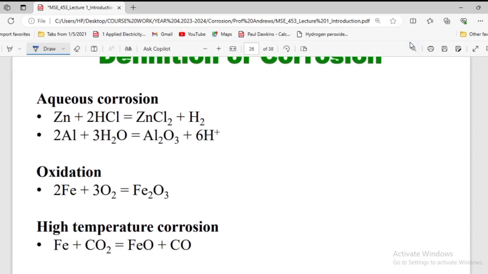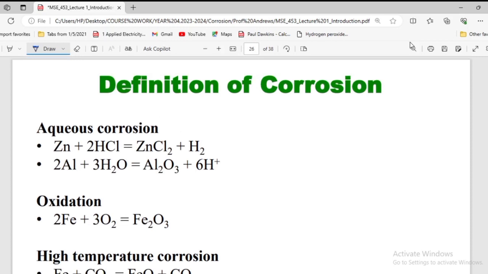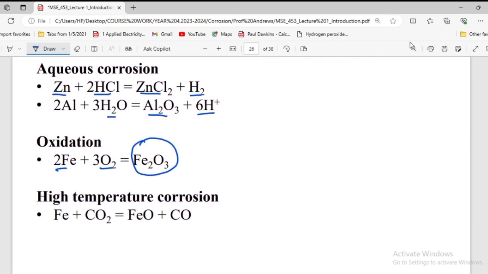Now let's look at some definitions. We have aqueous corrosion, and with aqueous corrosion, this is zinc reacting with hydrochloric acid, giving you zinc chloride and hydrogen gas. We have also aluminum reacting with water to give you alumina and hydrogen. This is an aqueous solution. We have oxidation. As I said, if iron reacts with oxygen, it comes back to what? Hematite, and this is the ore of it. Are you getting it? Now at high temperature, that's high temperature corrosion. When iron reacts with carbon dioxide at high temperature, we form what? Iron oxide and carbon monoxide. And this has been reduced to its native state.